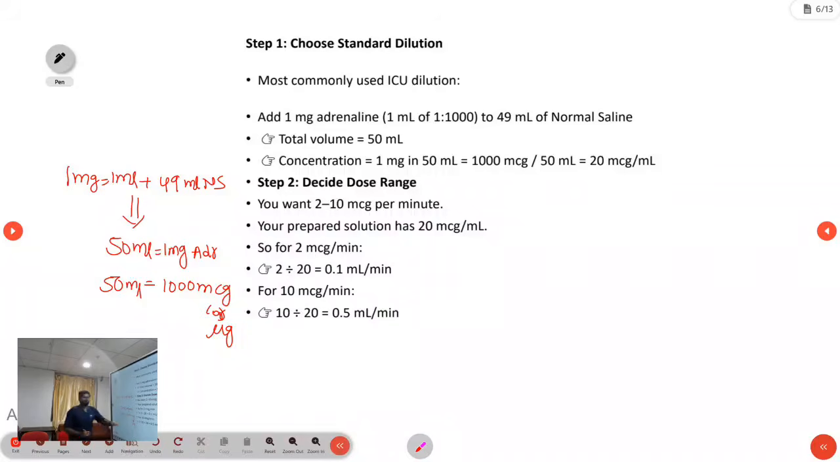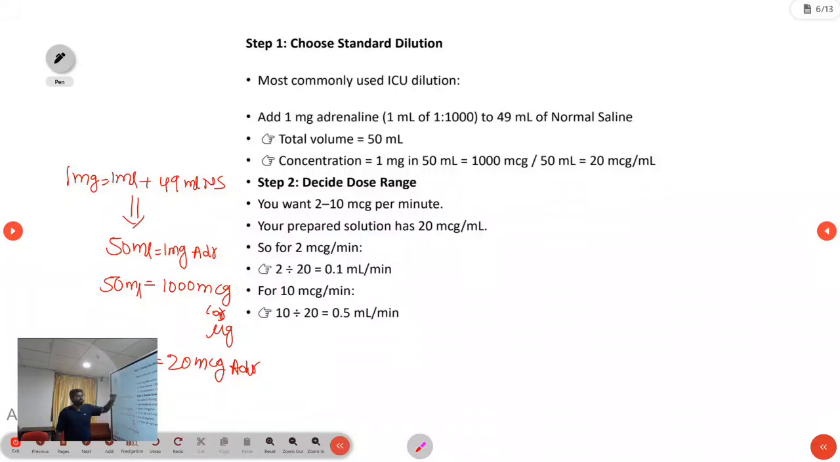So now we have to know how much mcg each ml consists of. If you do a cross multiplication, each ml will have 20 micrograms of adrenaline. So now the standard dilution was done. The total volume we diluted into 50 ml with the NS, adding 1 mg of adrenaline. Now concentration-wise, in the 50 ml, each ml will have 20 micrograms of adrenaline.